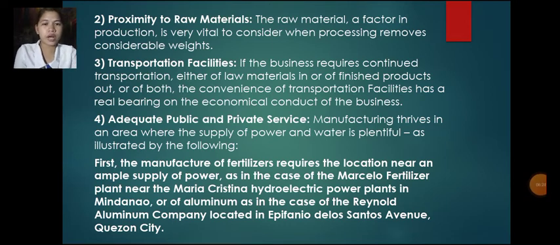And number 4, adequate public and private service. Manufacturing thrives in an area where the supply of power and water is plentiful, as illustrated by the following. First, the manufacture of fertilizer requires a location near an ample supply of power, as in the case of the Marcelo fertilizer plant near the Maria Cristina hydroelectric power plants in Mindanao, or of aluminum, as in the case of the Reynolds Aluminum Company located at Epifanio de los Santos Avenue, Quezon City.